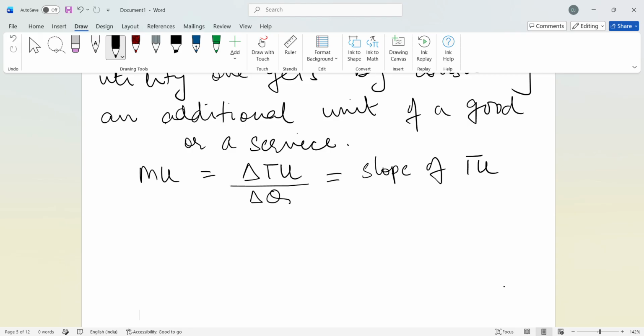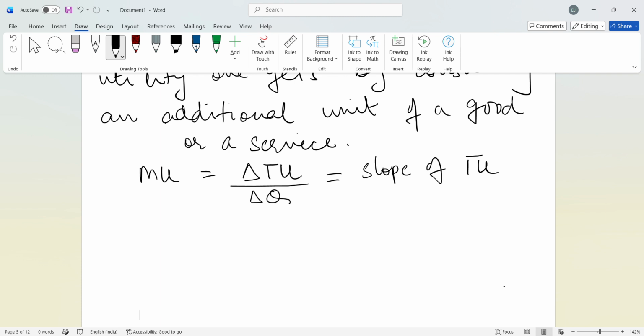In this case, we have started with utility. So our total function out here, the function that we are actually considering, is the utility function. So the total utility, that's the total function. So marginal utility is nothing but the slope of total utility.